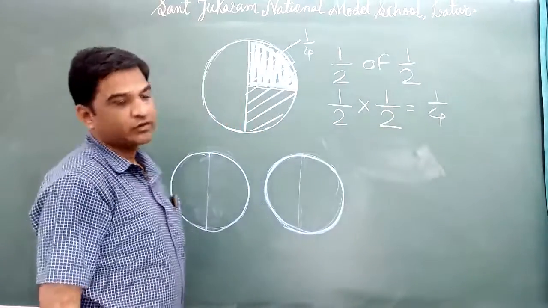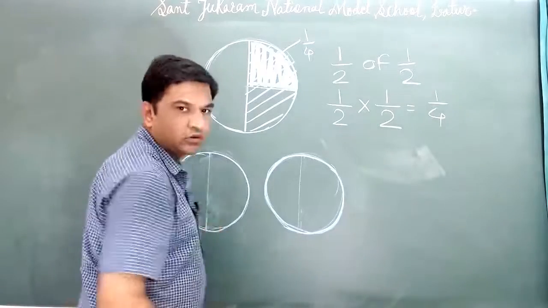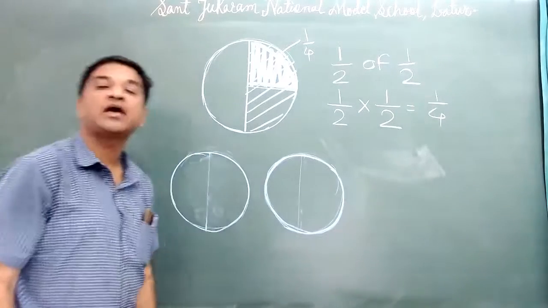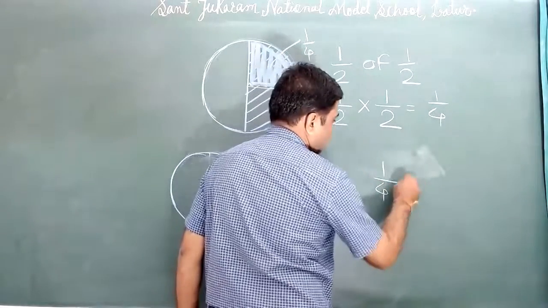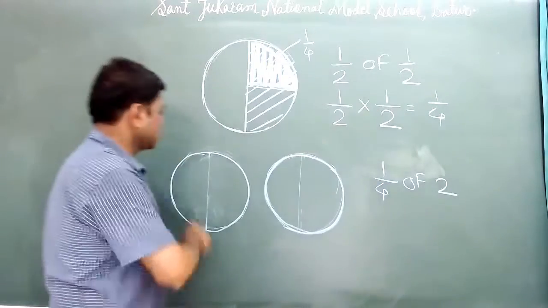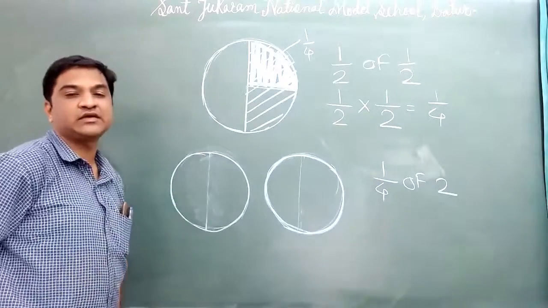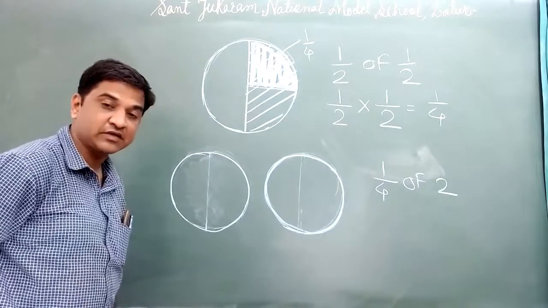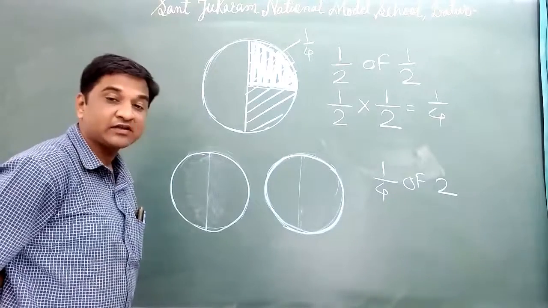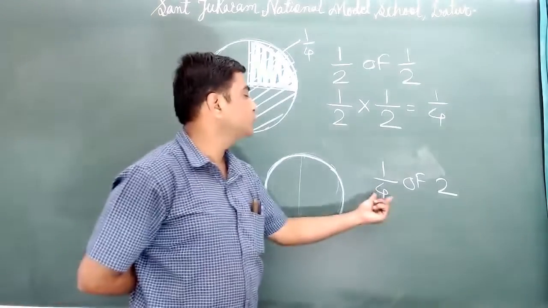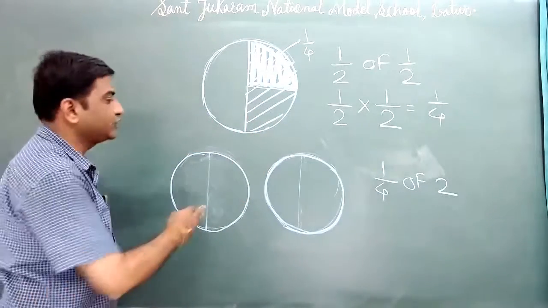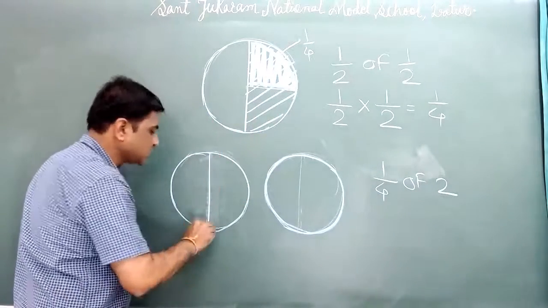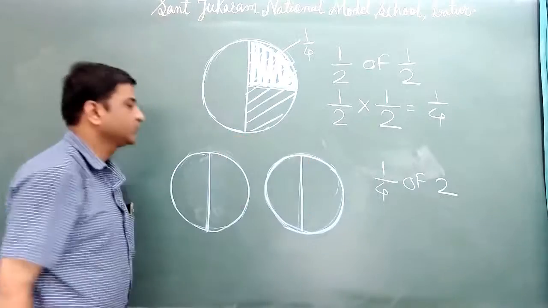We'll see one more example. Suppose there are two cakes and it is said that we have to take 1/4 of 2. We consider that the two cakes are of the same size and in a circular shape. When we say 1/4 of 2, the 2 cakes will become 4 halves, and we are going to divide this into 4 equal parts.